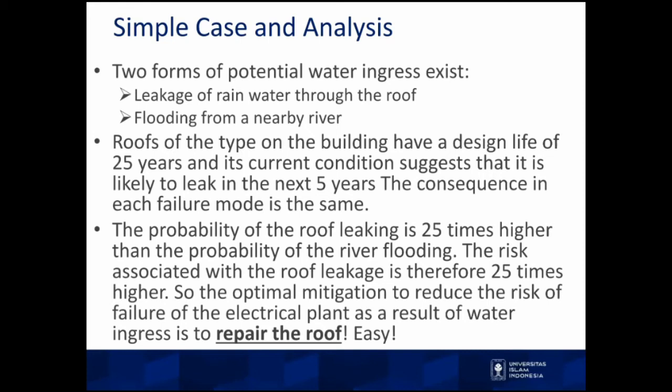So the optimal mitigation to reduce the risk of failure of the electrical plant as a result of water ingress is to repair the roof. Why? Because the probability is higher with the same consequences. The consequences are the same, but the probability of the roof leaking is higher than the flooding. So the mitigation proposed by the manager is to repair the roof. That's a simple case study of risk.